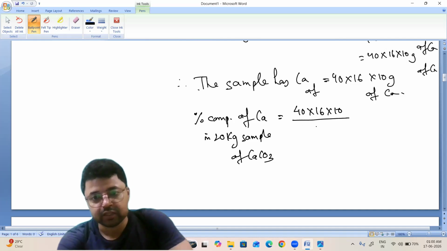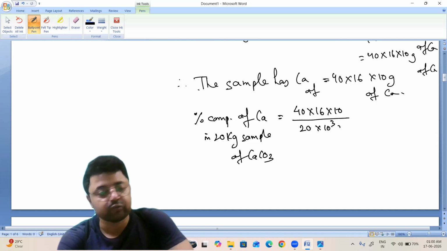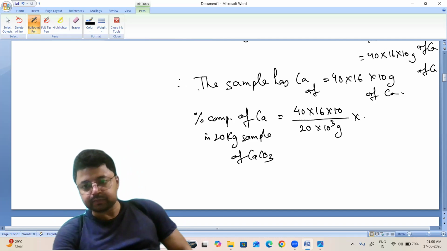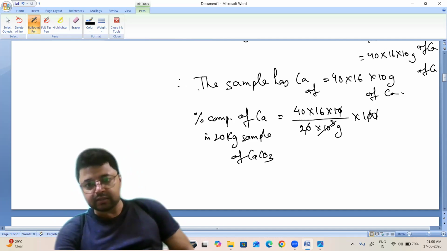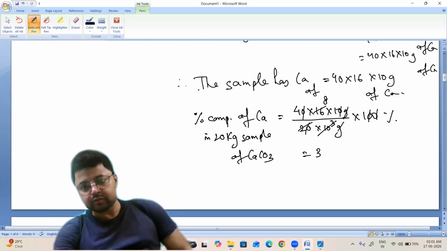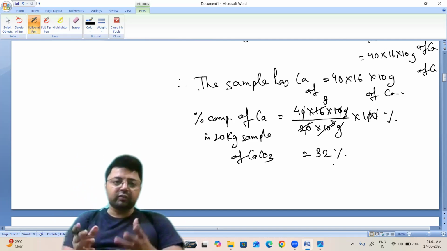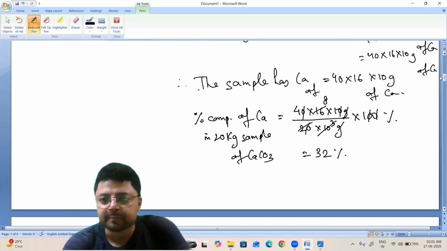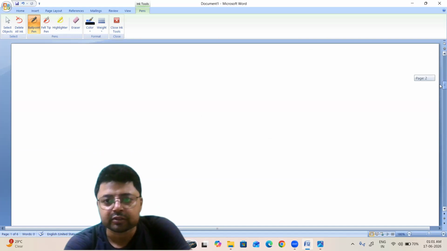So you write here 20 times 10 to the power 3 grams, because 1 kg is 1000 grams, which means 10 to the power 3 grams, times 100. You do the same thing here. This 2 will get cut off, and it will leave 8, and 4 eights is 32. So 32%. Whatever calculation we did previously is equal to the calculation we get in this question. Now let us solve a few questions.